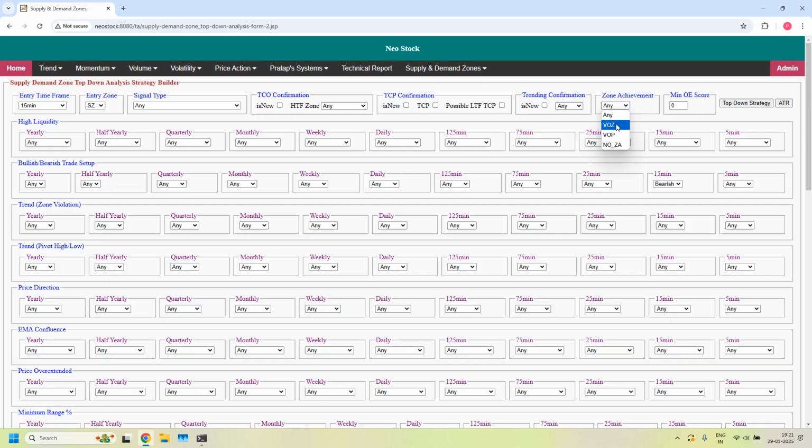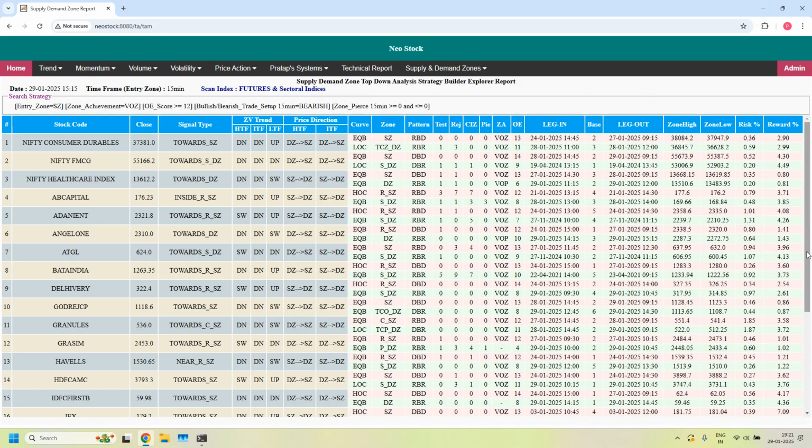And zone achievement should be violated opposing zone. Minimum odd enhanced score should be 12. All three filters are applied to the 15-minute supply zone. Now let's filter the stocks. We got a big list. We got 24 stocks supporting the bearish trade setup for daily income trade. And the first 15 stocks in the list. I am scrolling the list down.